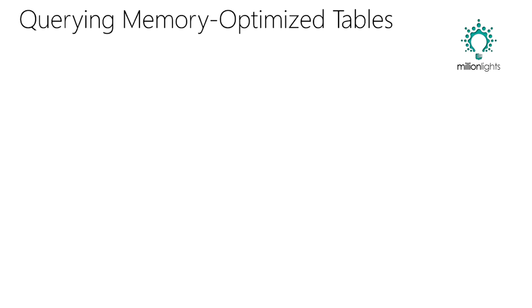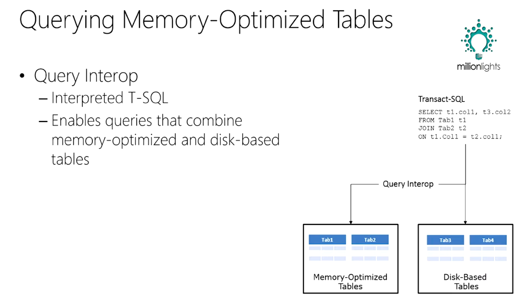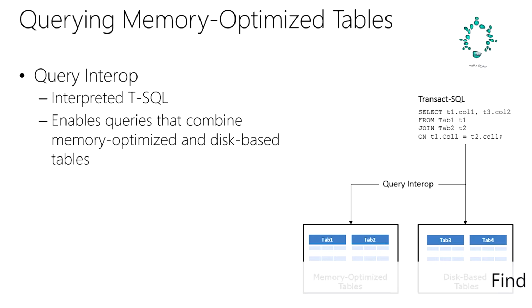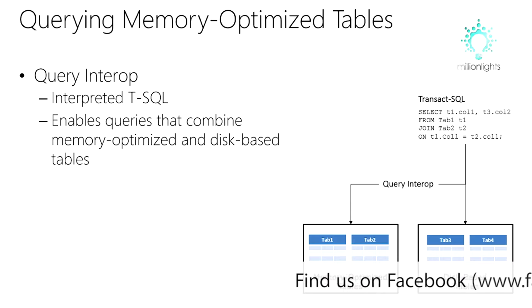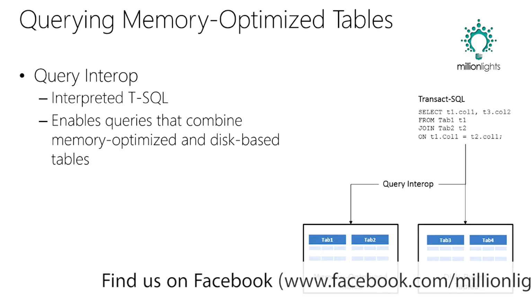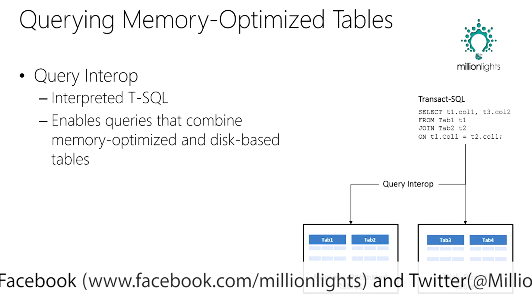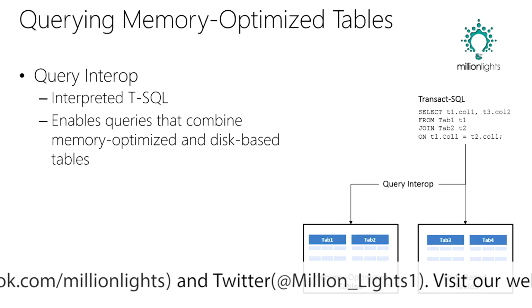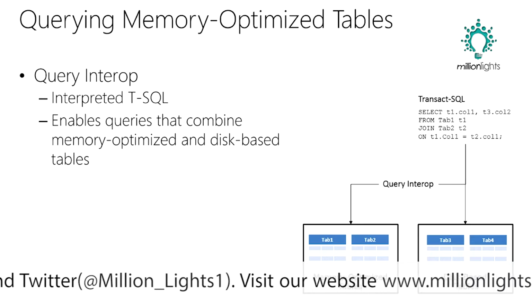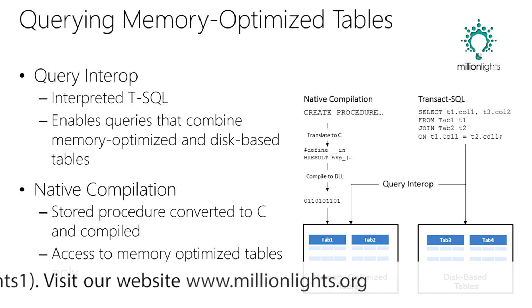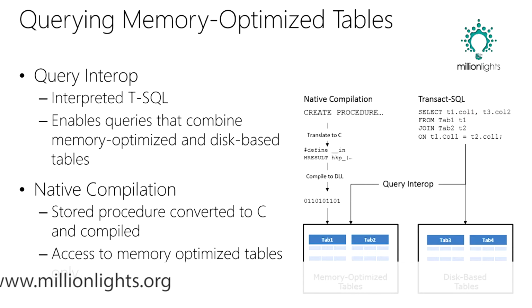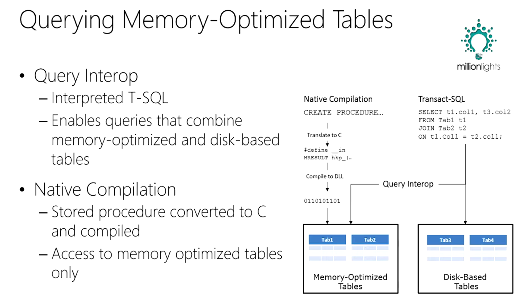So let's move on to talk about querying memory optimized tables and try and understand a little bit about that. First of all, we mentioned in the beginning that you can have a memory optimized table, and that you could write a query that accesses a disk-based table and a memory optimized table as well. And the way that it enables us to do that is through this query interop. So we can combine the two together. And the other way that we can access tables is through native compilation. So this is a stored procedure converted to C and compiled, where you can access only memory optimized tables.